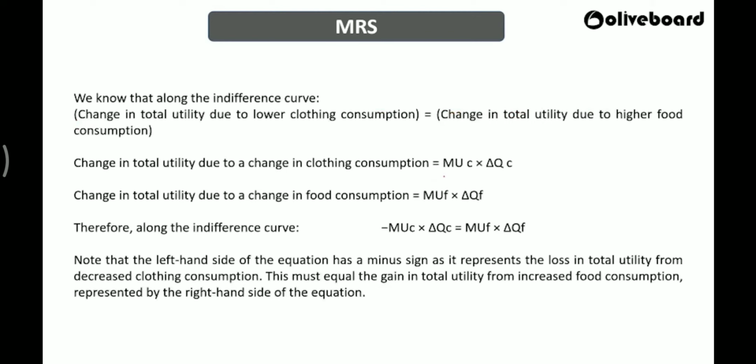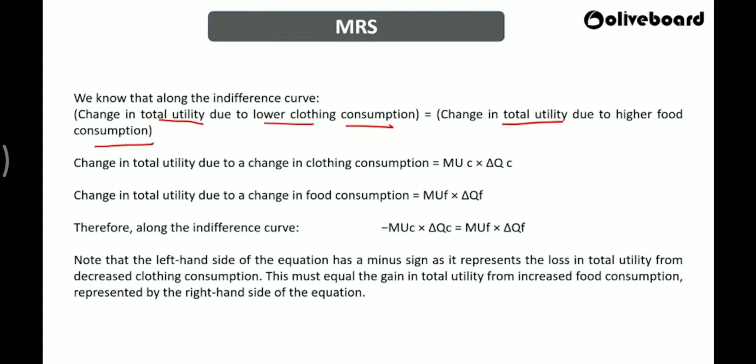Now see here. Now along the indifference curve, what is happening? Change in the total utility. Utility means satisfaction. Due to lower clothing consumption, because you are giving away clothing. Yes or no? You are giving away what? Clothing. So that is why the change in total satisfaction due to lower clothing consumption is equal to the change in your total satisfaction due to what? Higher food consumption, because I'm giving away clothing to have what?